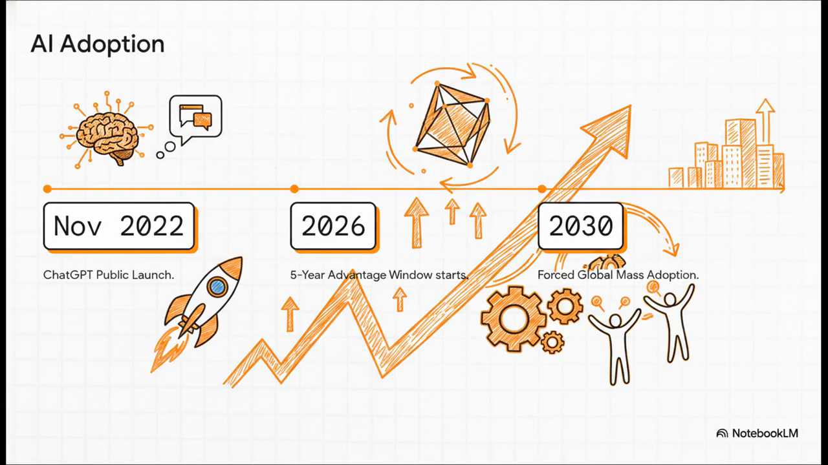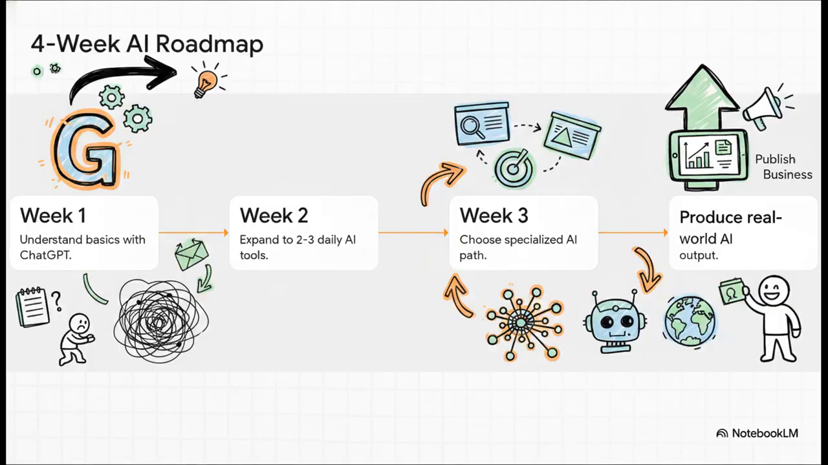Now, if you master AI right now, you are sitting in this massive 5-year advantage window before forced global mass adoption hits around 2030. Taking action right now ensures you are on the upward trajectory of this massive economic shift. Here is your highly practical 4-week roadmap.